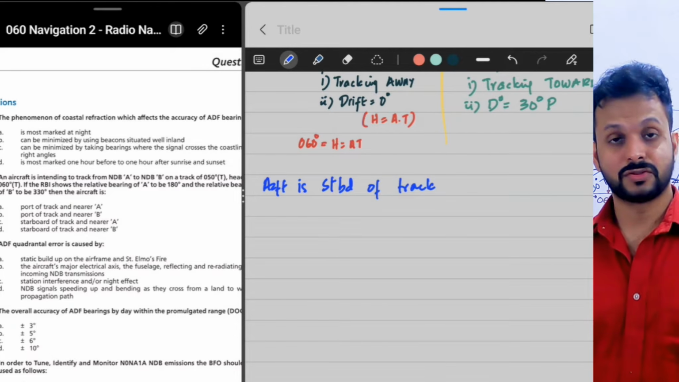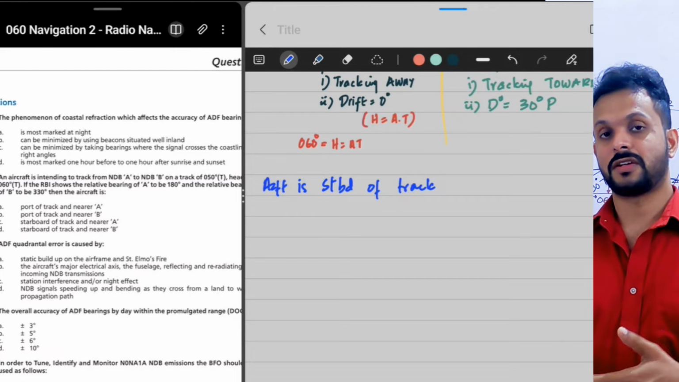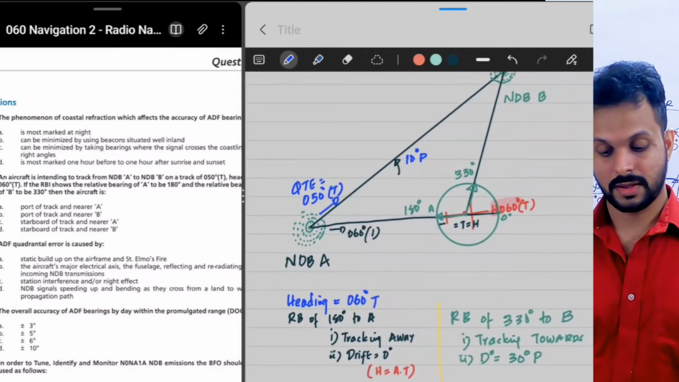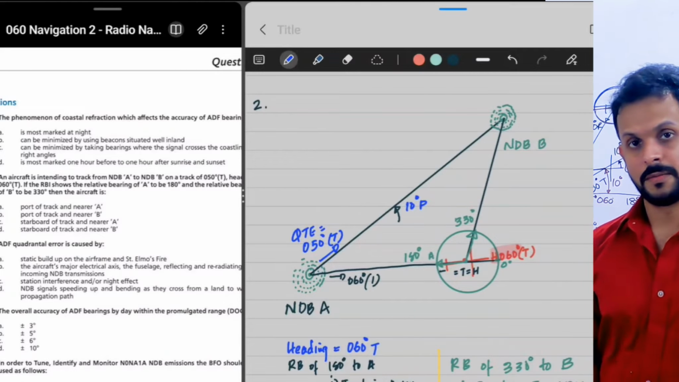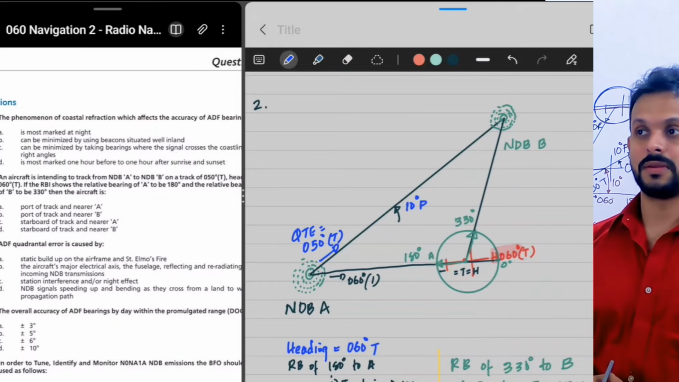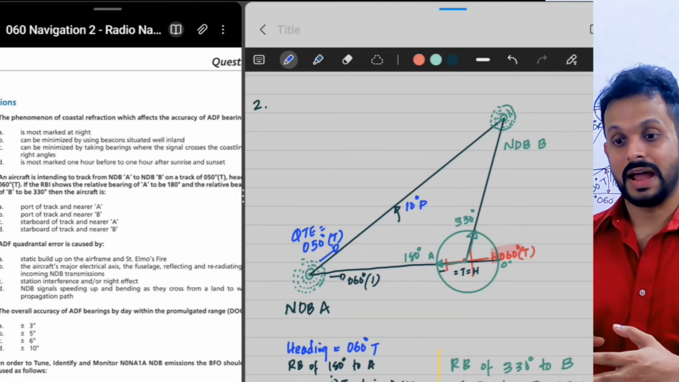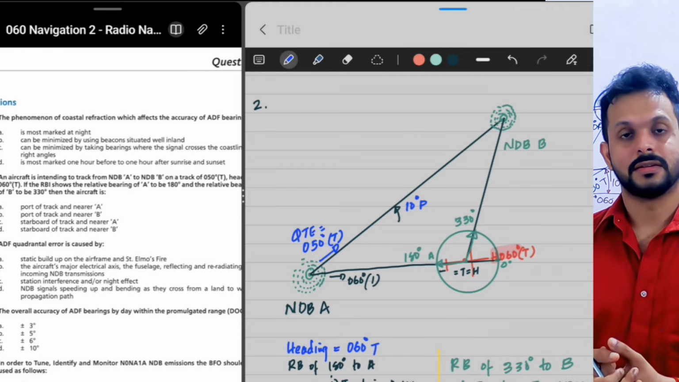But the question doesn't stop there. It's asking you to find out whether the aircraft is closer to NDB A or to NDB B. Now, how will you find that? No navigation application is really required here. It's your basic mathematics, and if you can identify a triangle, that should be more than enough.